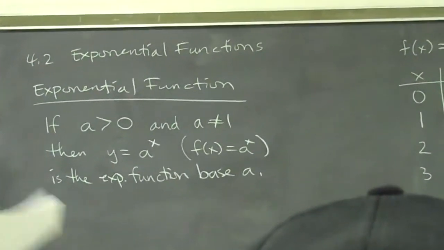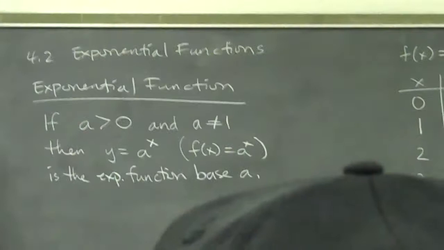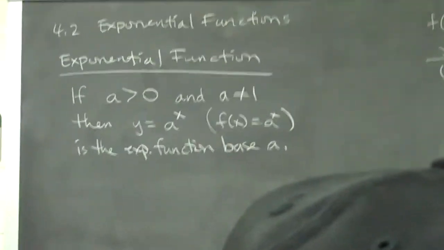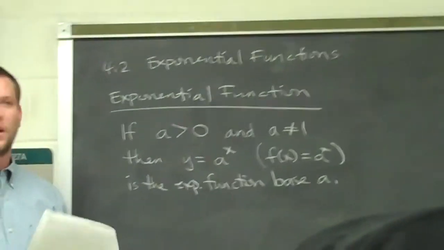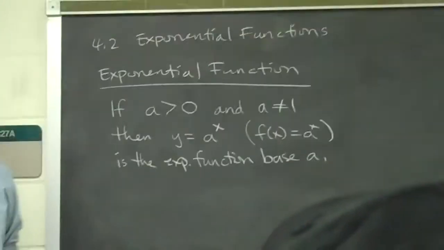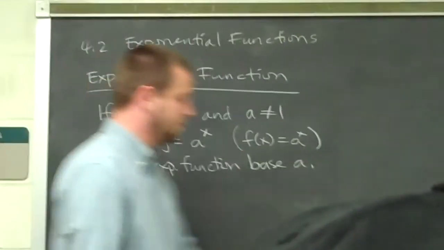You remember when you have exponents, you have a base and an exponent? So that's all we're talking about. A is the base. A has to be some positive number. Okay? So with the calculator, I want to show you.